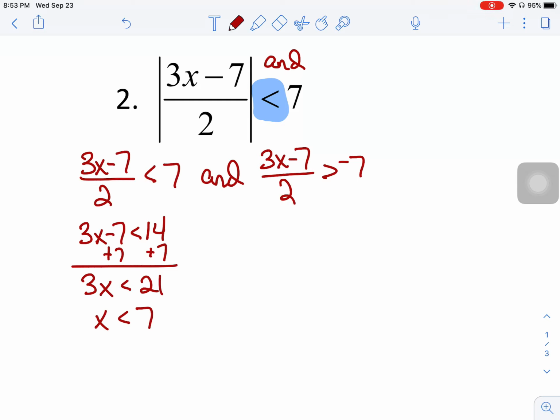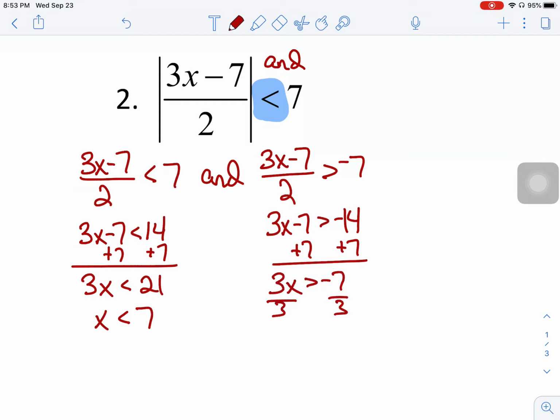Separately, I'm going to solve this other inequality. So 3x minus 7 is greater than -14. I'm going to add 7 to both sides. So 3x is greater than -7. Divide both sides by 3. So x is greater than -7 over 3. It is completely okay to leave that. In fact, I'd prefer that as the exact answer.